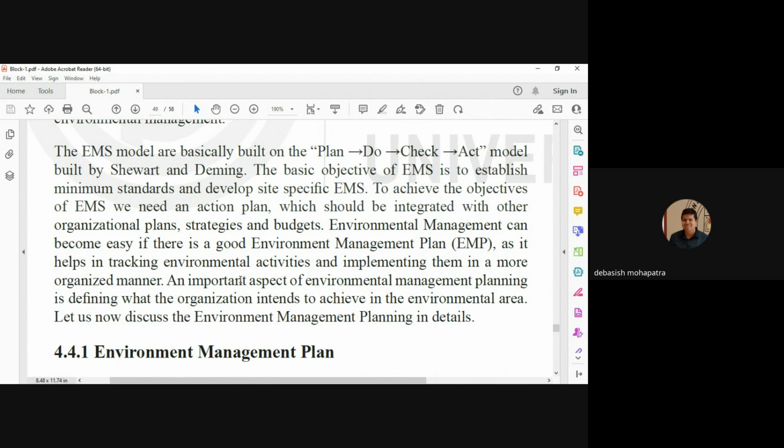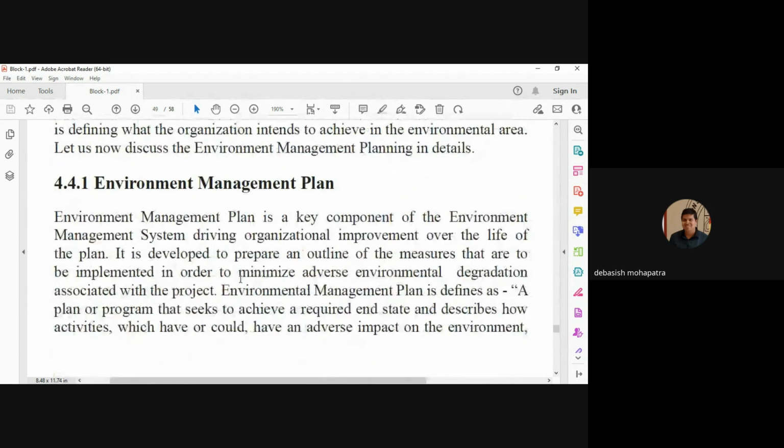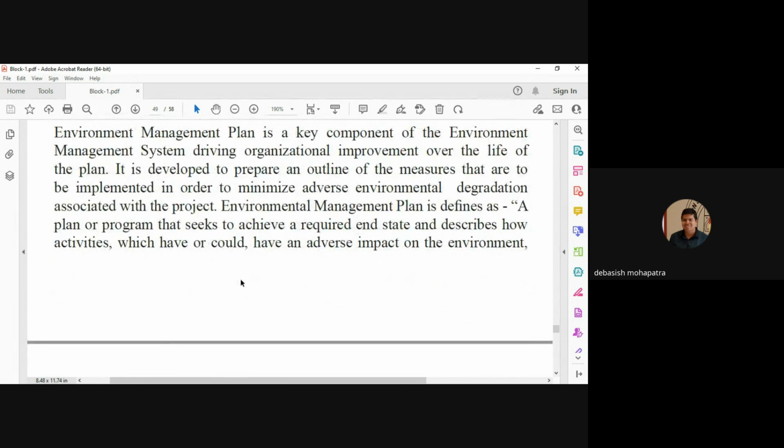Environmental management can become easy if there is a good environmental management plan or EMP. The environmental management plan is a key component of the environmental management system, driving the organization, improving over the life of the plan. It is developed to prepare an outline of the measures that are to be implemented in order to minimize adverse environmental degradation associated with the project.